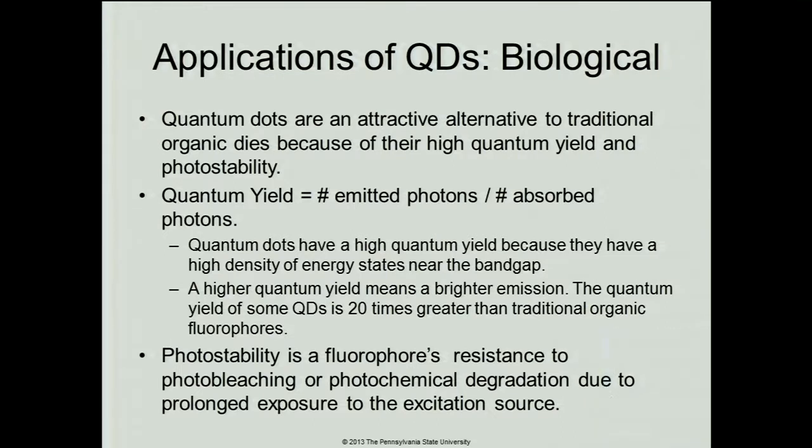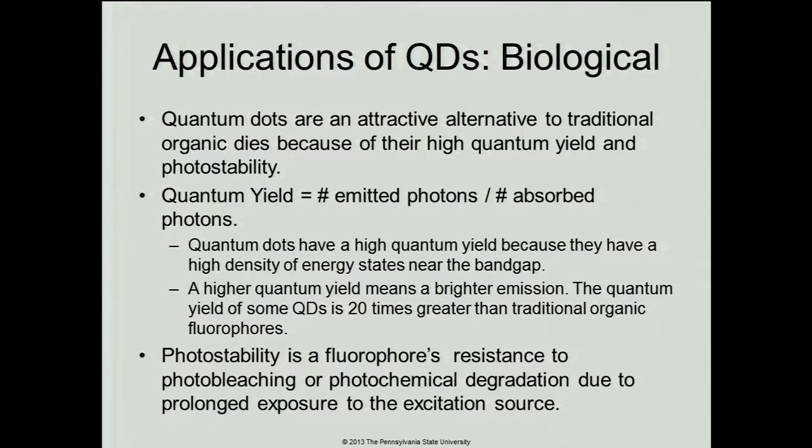So, as we say in biology, quantum dots are an attractive alternative to traditional organic dyes because of their high quantum yield and stability. So, what is known as quantum yield? Quantum yield is defined as the number of photons that is emitted to the number of photons it absorbs. A better quantum yield means it emits almost most of the photons that it absorbs.